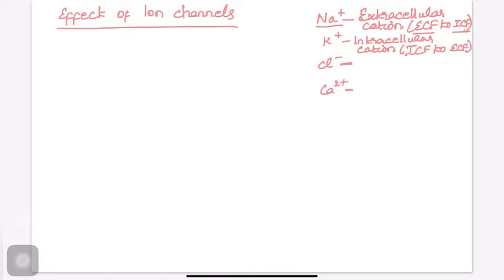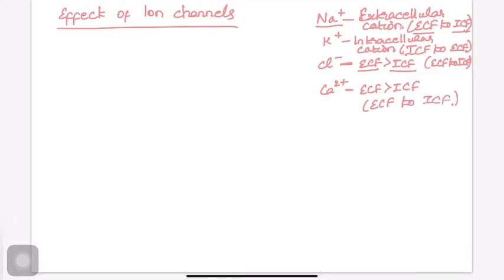And chloride. From the Gibbs Donnan effect itself we understood that the concentration of chloride is more in ECF than in ICF, because of protein, right? So where is the concentration gradient for chloride? Same as that of sodium, from ECF to ICF, so chloride will move inside the cell. And calcium is also an extracellular cation, as the calcium concentration is also greater in ECF than in ICF. So calcium also has a concentration gradient from ECF to ICF.